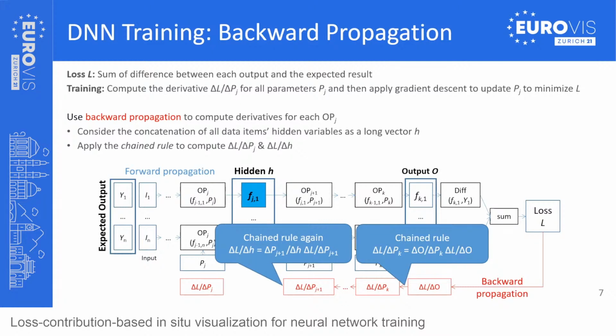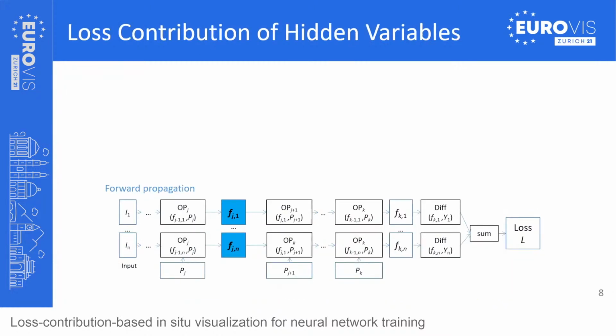Similarly, with the chain rule, we can compute derivatives of the hidden variable of the previous layers, and so on. At the end of backward propagation, we have the derivative of all parameters and the hidden variables. Now I describe how the in situ algorithm models the relationship between hidden variables and the final training loss.